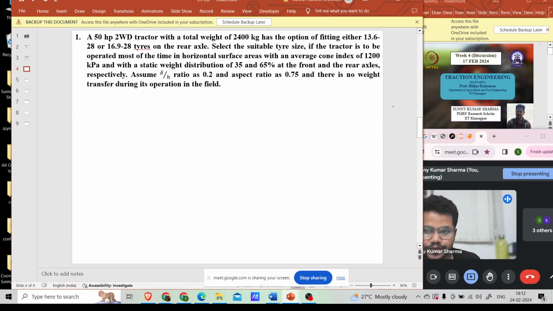This question I gave to you. We will discuss the solution here. A 50 HP two-wheel drive tractor with a total weight of 2400 kg has the option of fitting either 13.6-28 or 16.9-28 tire on the rear axle. Select the suitable tire size if the tractor is to be operated most of the time in horizontal surface areas with an average cone index of 1200 kPa, with a static weight distribution of 35% and 65% at front and rear axles respectively. Assume delta by h ratio 0.2, aspect ratio 0.75. There is no weight transfer during its operation.